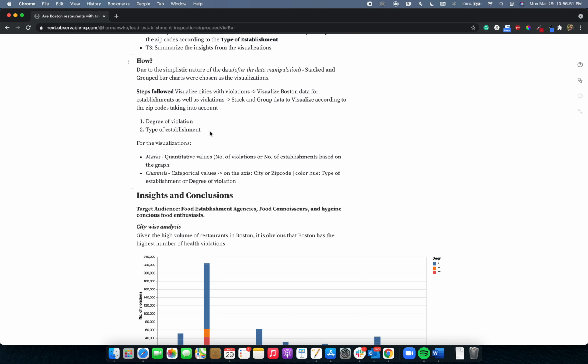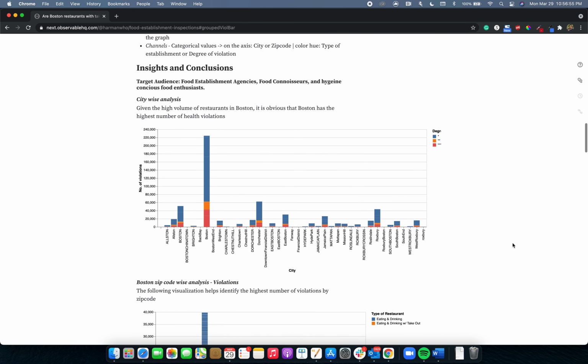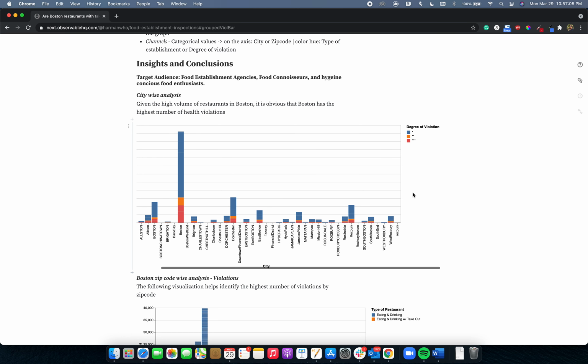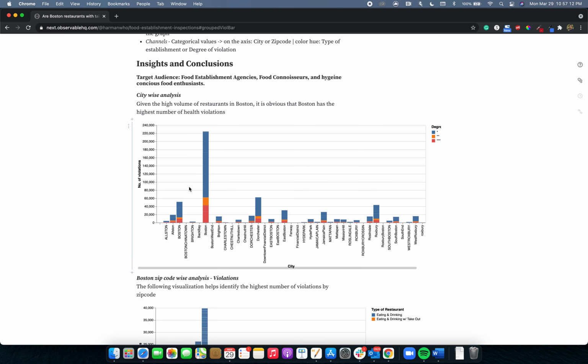So, jumping into the insights and conclusions, let's go through the insights. This is the city-wise analysis of the state of Massachusetts. We can see that most of the violations, be it 1 star, 2 star, or 3 star, in the state are in the city of Boston.